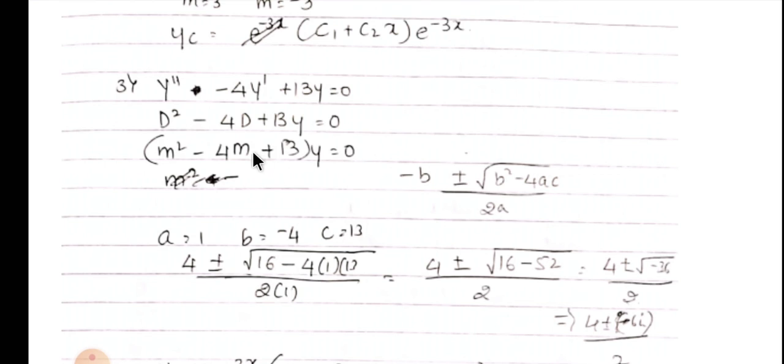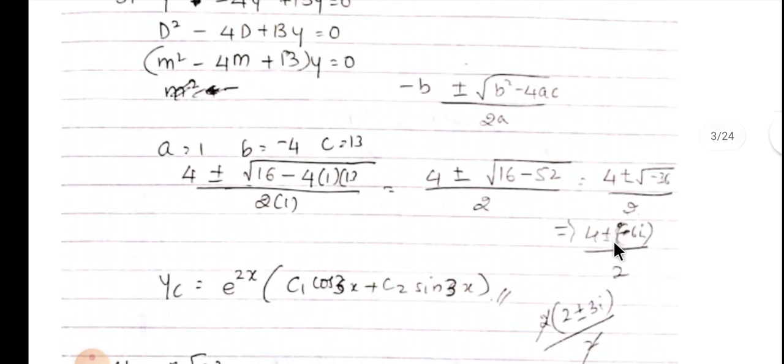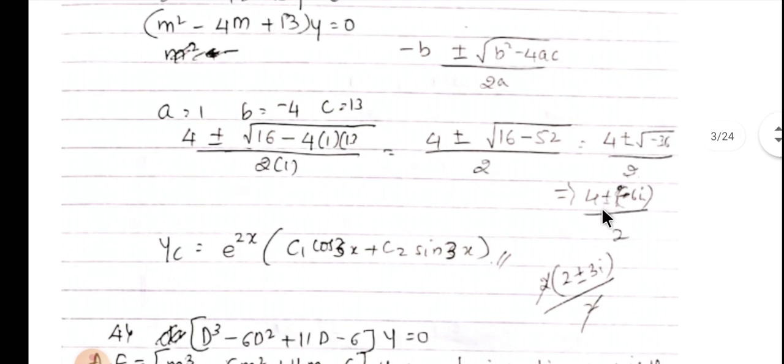This cannot be factorized, therefore I am applying Sridhar's formula, that is minus b plus or minus root of b square minus 4ac divided by 2a. Here a is equal to 1, b is equal to minus 4 and c is equal to 13. Applying this formula, after simplification, you are going to get the answer as 4 plus or minus 6i divided by 2.